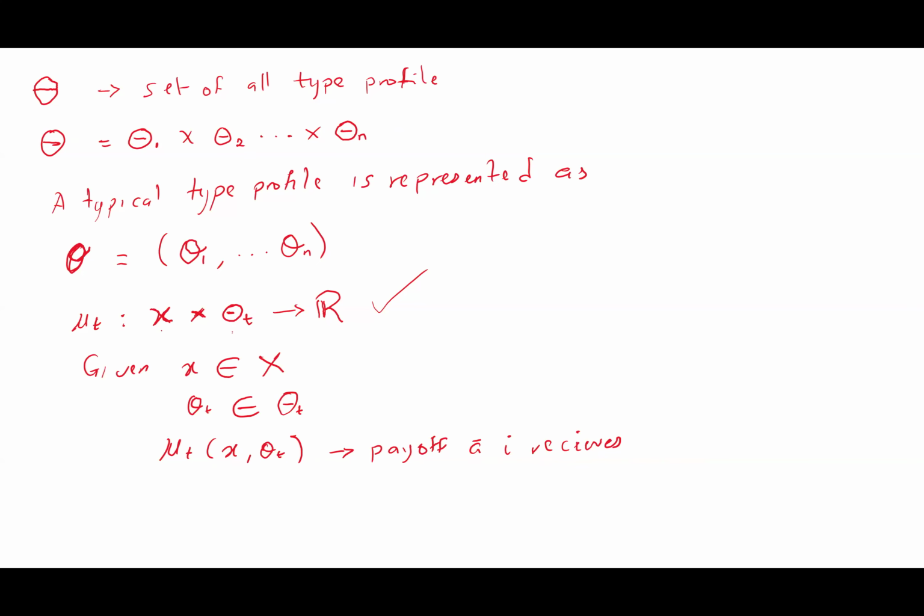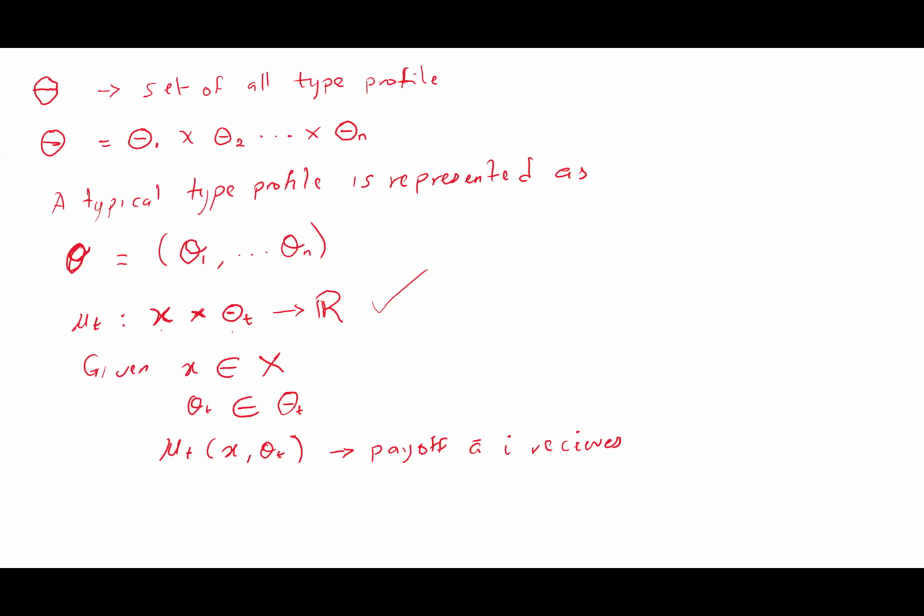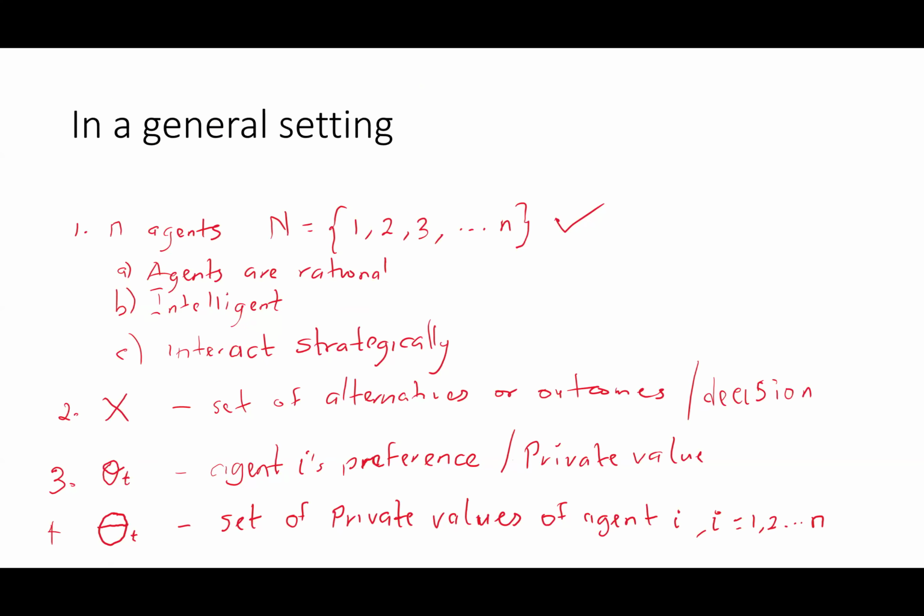So I was trying to go over this using the example I gave. So let me go back here and use the same example. Okay, so what I'm saying here is that at the end of the day, we have the agents. These agents are rational, they are intelligent. Then we have the set of alternatives or the outcomes. So at the end of the day, we would have some outcomes from the game, or a decision that we all agreed on.